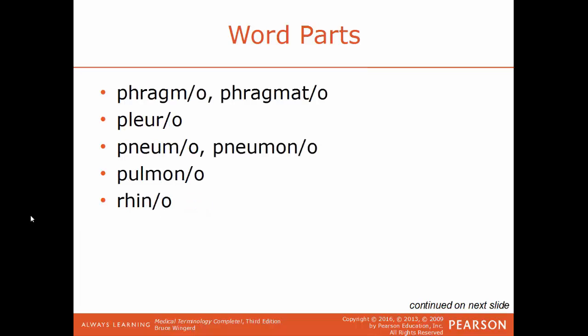Phragmo, or phragmato, is a reference to a partition, or a divider. Pleuro is a reference to the pleura, which are membranes that surround the lungs and the inside of the thoracic cavity. Pneumo is a reference to the lung, or air, or gas. Pulmono is also a reference to the lung. And rhino is a reference to nose.